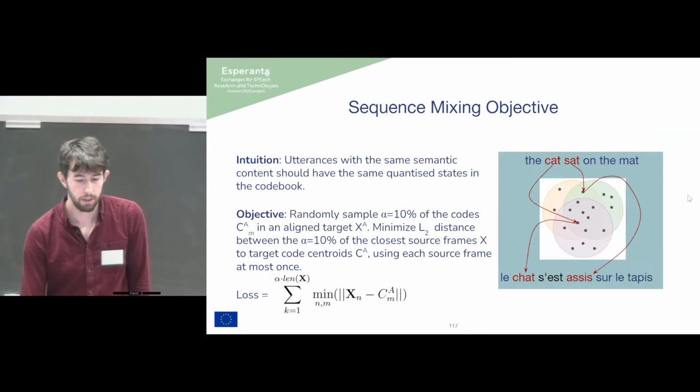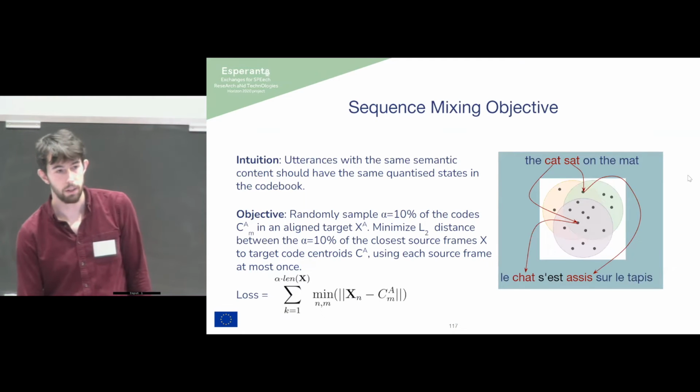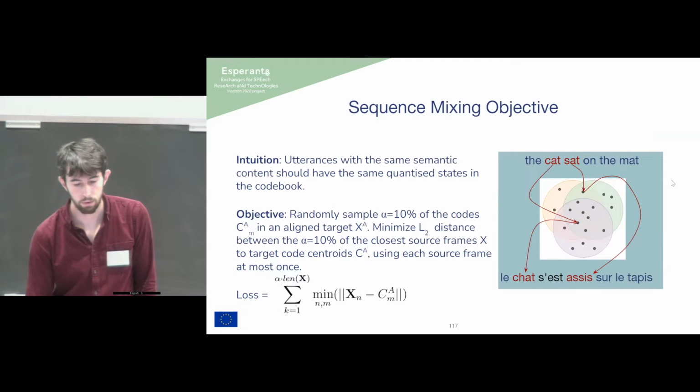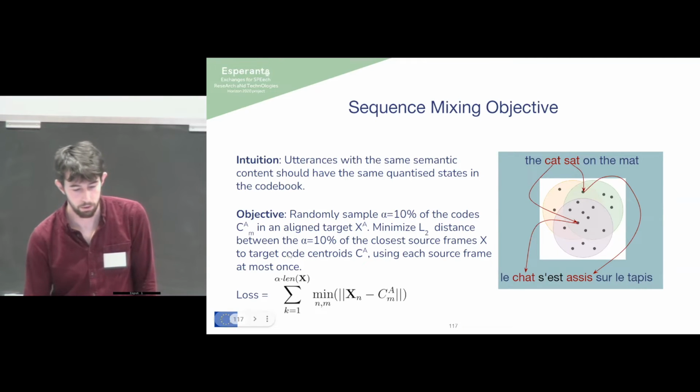We also have a sequence mixing objective, which is more of an explicit spatial alignment objective, similar in a way to SAMU XLSR, where we take 10% of the codes from a semantically aligned target, and we minimize the distance to the closest frames in the target. If you really look into this, it turns out to be quite a complex thing to perfectly optimize, because we say that you should only minimize the distance for each target code once. So we simplify and just assume that we iterate through the codes in a linear fashion in the target sequence.